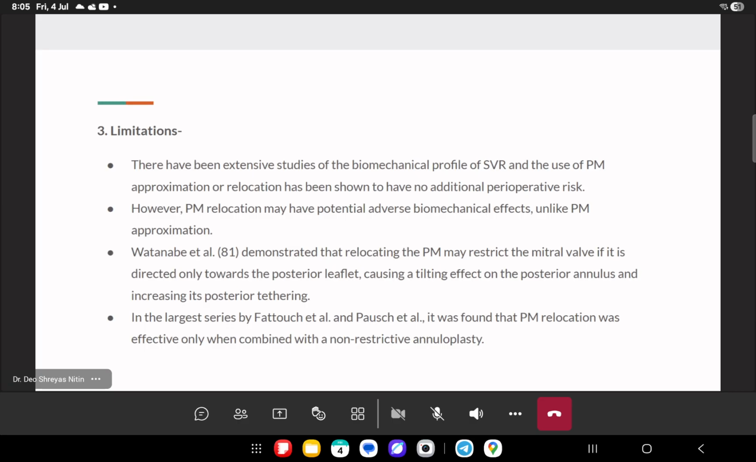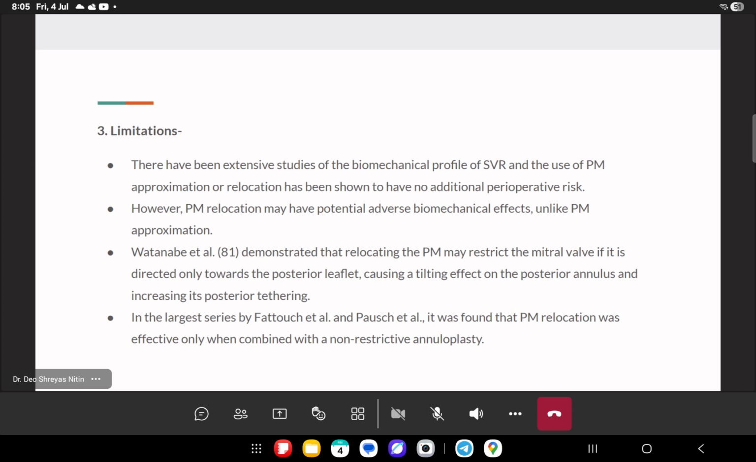Then moving on to limitations, there have been extensive studies of the biomechanical profile of the surgical valve replacement, and the use of papillary muscle approximation or relocation has been shown to have no additional preoperative risk. However, papillary muscle relocation may have potential adverse biomechanical effects unlike papillary muscle approximation.